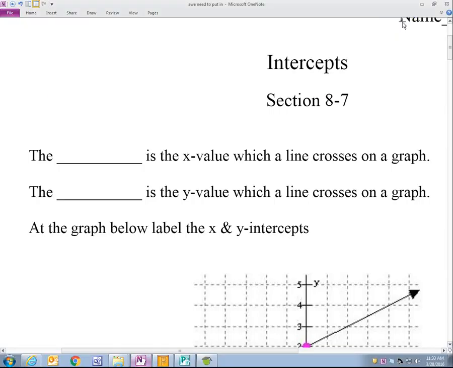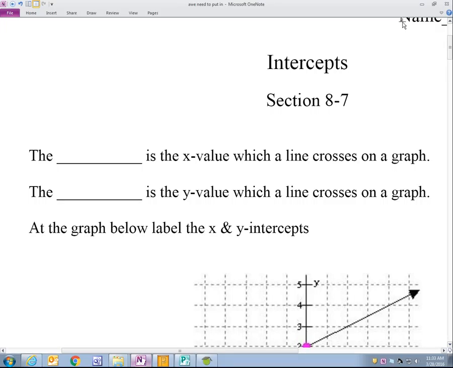Section 8.7, intercepts. I think this is the point where we have coordinate planes and graphing lines. I think this is the part where it truly becomes easier. We're going to do a couple of things that we've done in the past. We're going to be recognizing some slope, and then I'm going to show you a really easy way of doing this. So we have intercepts, section 8.7.